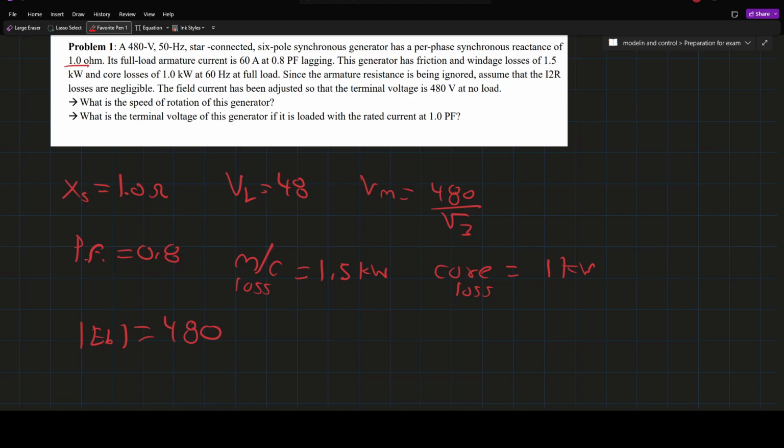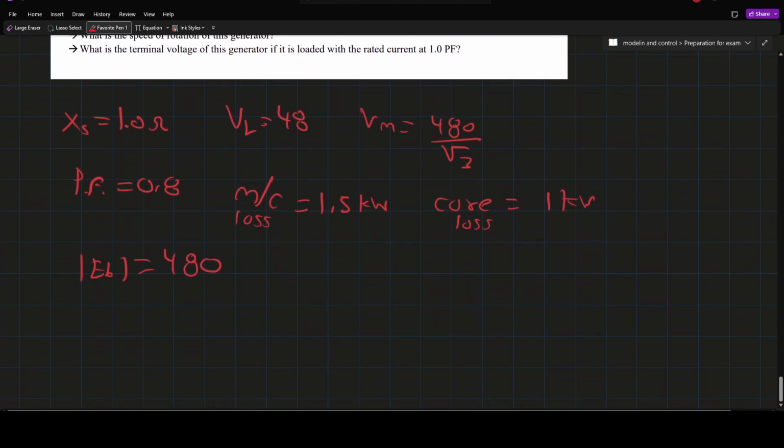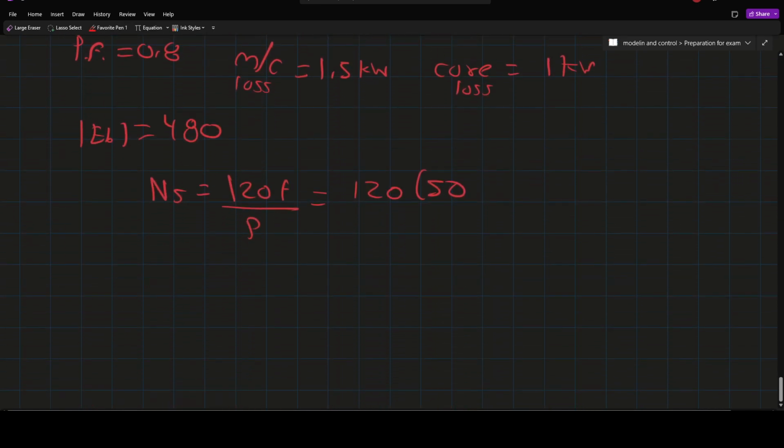So the first thing it's asking us is to get the speed of rotation. We know that our synchronous speed is going to be ns equals 120 times frequency over the number of poles. That's 120 times 50 hertz over our number of poles, which is 6. So we get a speed of 1000 rpm. So that's part A.